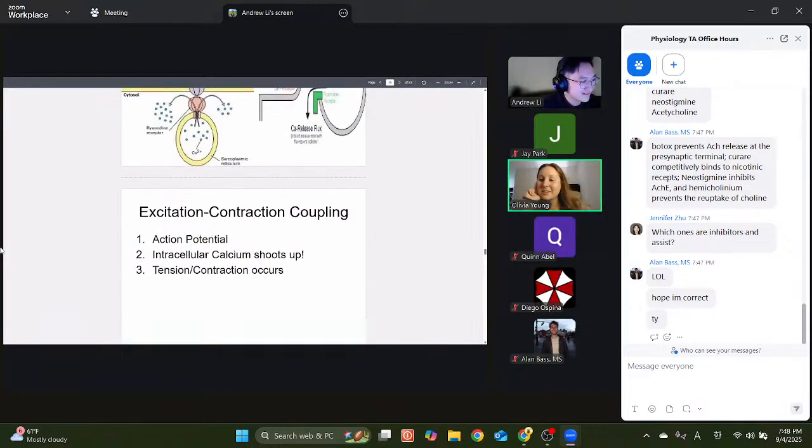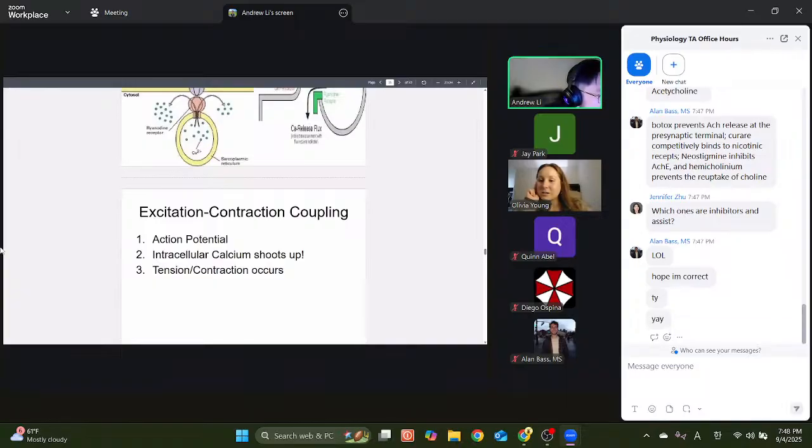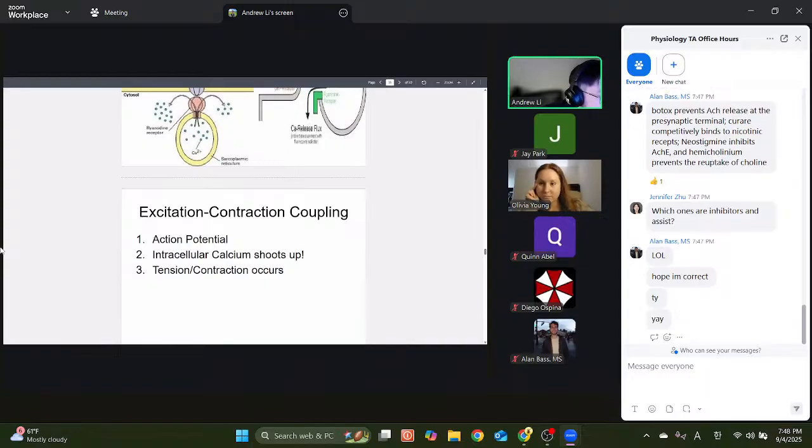Let me see. Botox prevents ACh release. Yeah, that sounds right. Curare competitively binds nicotinic receptors. Yes. Neostigmine inhibits AChE, preventing breakdown. I just don't remember neostigmine. Oh no, it inhibits AChE. Yeah. So these are all right.